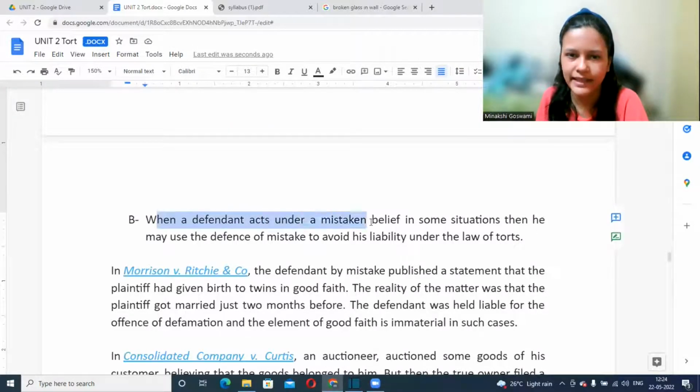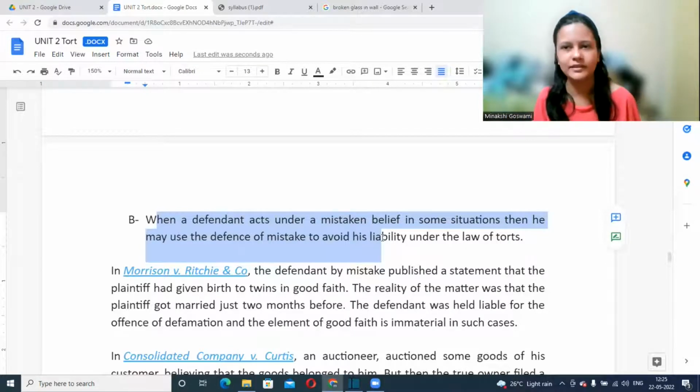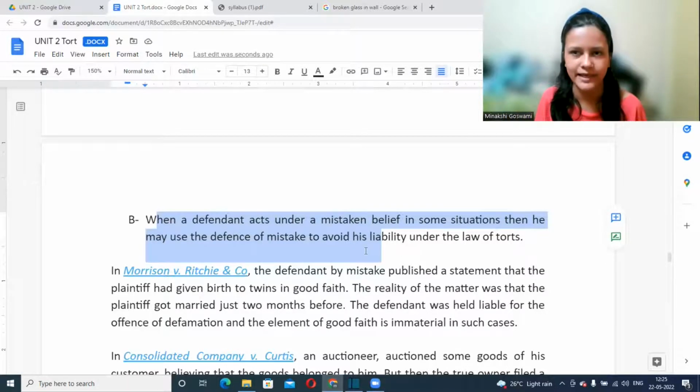So when the defendant acts under a mistaken belief in some situation, then he may use the defense of mistake to avoid his liability. So he can prove that yes, this was the situation. It was strong enough for me to believe it. And I believed it. If court is satisfied that actually the situation was such, and it's not that the person simply believed or assumed something, in such cases, court can give him the liberty that, okay, fine, you are not liable for it. He can escape the liability.